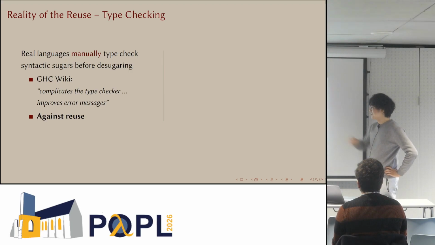But consider how this works in reality. So for example, in type checking. Real languages often manually type check the syntactic sugars before desugaring. This is against the reuse I just mentioned. For example, the GHC Wiki, for the Haskell compiler, says they do this, although this complicates the type checker because there is a chance that your desugaring and type checking have a mismatch, but it improves error messages.